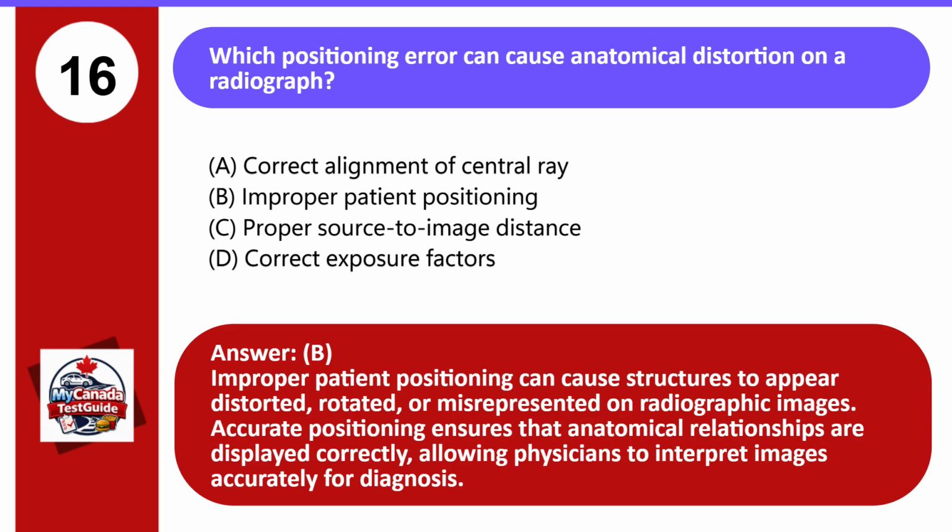Answer, B. Improper patient positioning can cause structures to appear distorted, rotated, or misrepresented on radiographic images. Accurate positioning ensures that anatomical relationships are displayed correctly, allowing physicians to interpret images accurately for diagnosis.